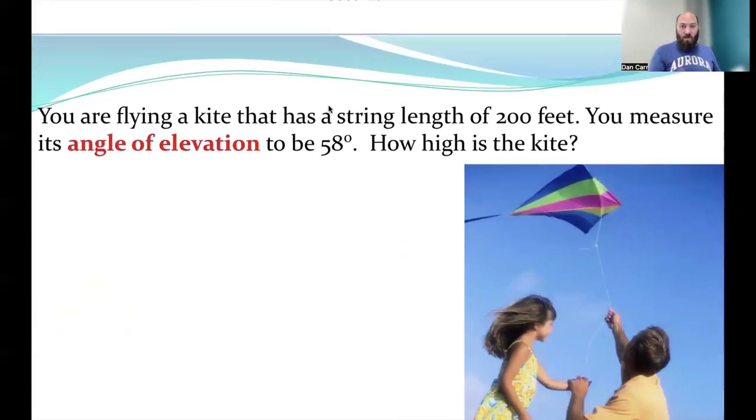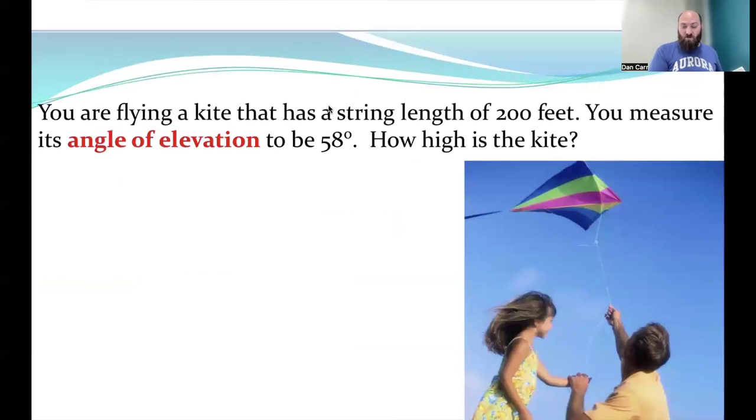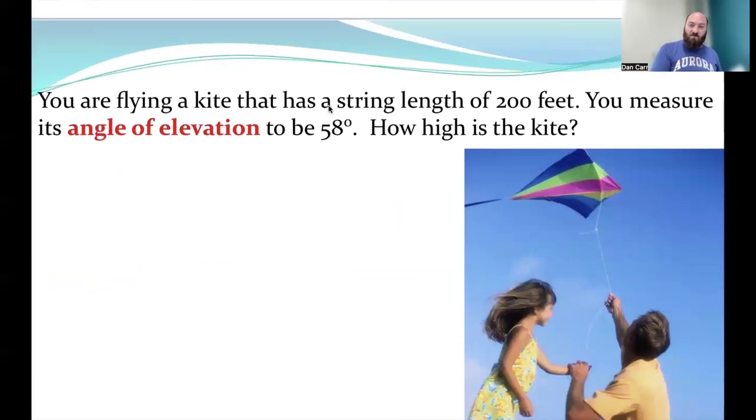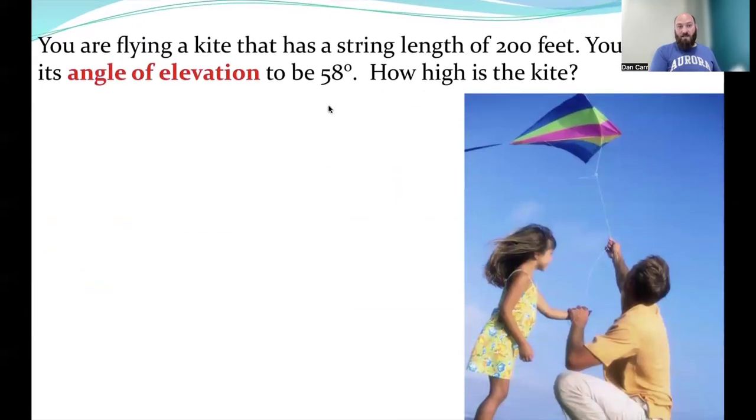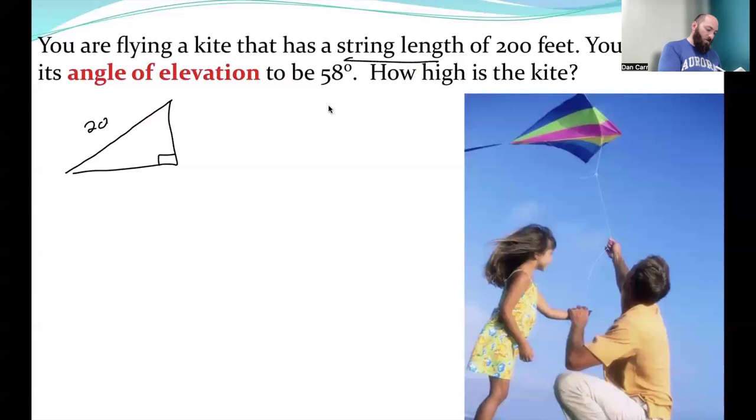So I look at this example here. We're flying a kite that has a string of 200 feet. You measure its angle of elevation to be 58 degrees. How high is the kite? Okay, so I'm going to set that up. First, draw a little picture. The kite has a string length of 200. Well, if you're standing right here, little stick figure here, here's your kite. So that's going to be 200 feet like that. That's what creates the hypotenuse. Its angle of elevation is 58 degrees. How high is the kite?